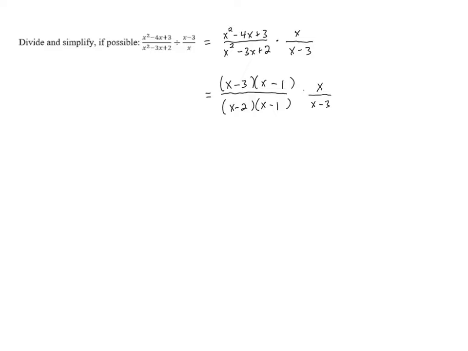Now, if we're looking for any common factors to cancel, we can see that there's an x minus 1 in the top and bottom. Also, there's an x minus 3 in the top and bottom. So when we cancel those out, we're left with just that x in the top and the x minus 2 in the bottom. And so our final answer is going to be x over x minus 2.